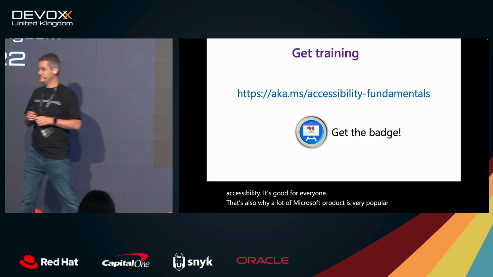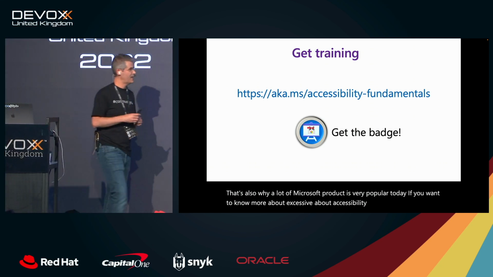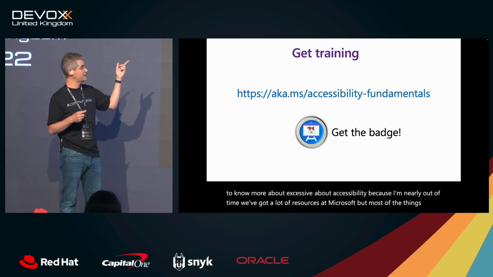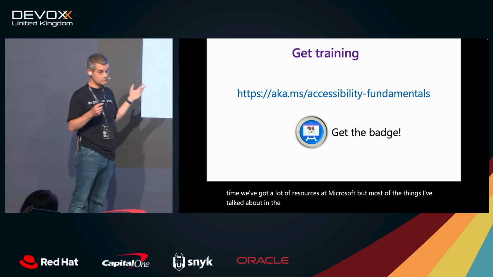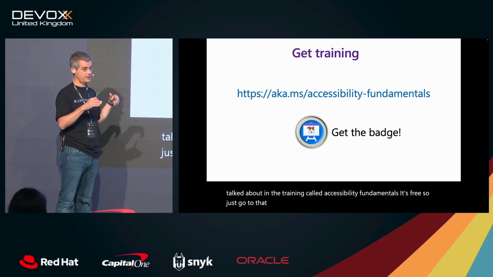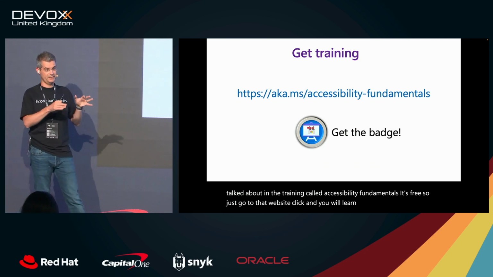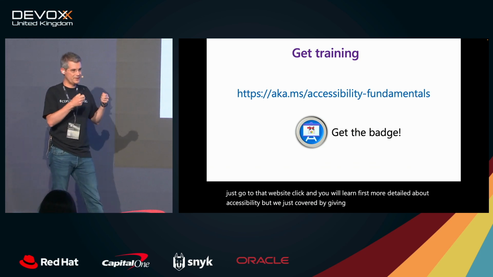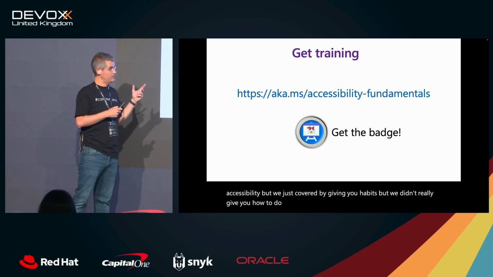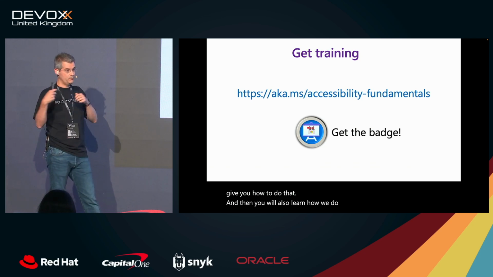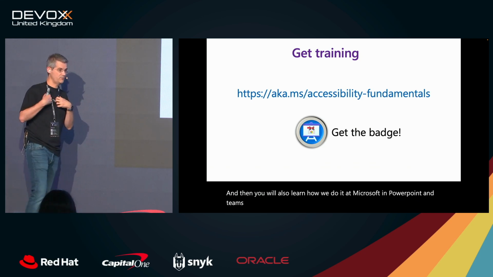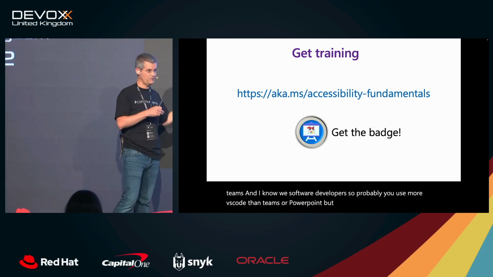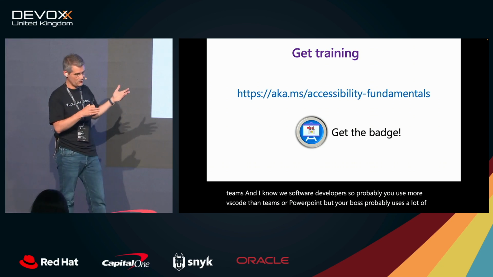If you want to know more about accessibility, because I'm nearly out of time, we've got a lot of resources at Microsoft, but most of the things I've talked about are in that training called Accessibility Fundamentals. It's free. So just go to that website, click, and you will learn first more detailed about accessibility, what we just covered, by giving you habits, but we didn't really give you how to do that. And then you will also learn how we do it at Microsoft, like in PowerPoint and Teams. And I know we're software developers, so probably you use more VS Code than Teams or PowerPoint. But your boss probably uses a lot of Microsoft PowerPoint and Teams. He loves Teams and PowerPoint, your boss.